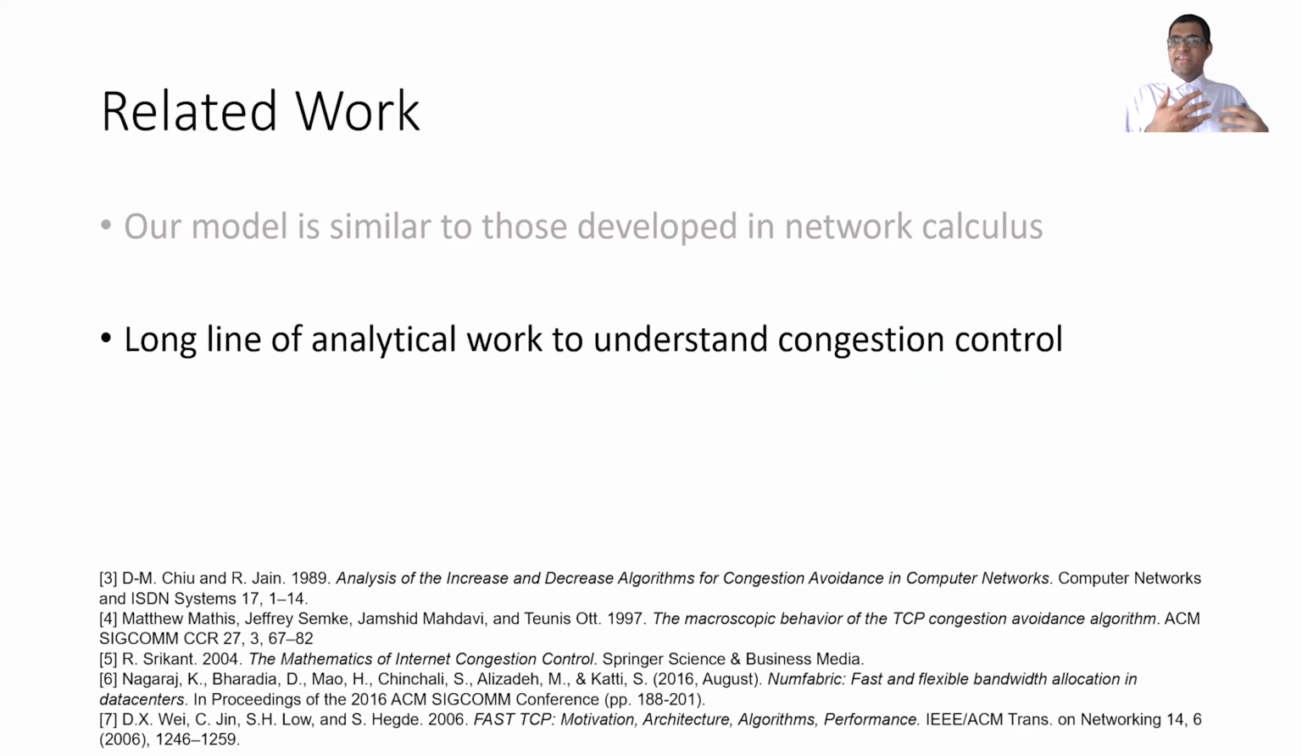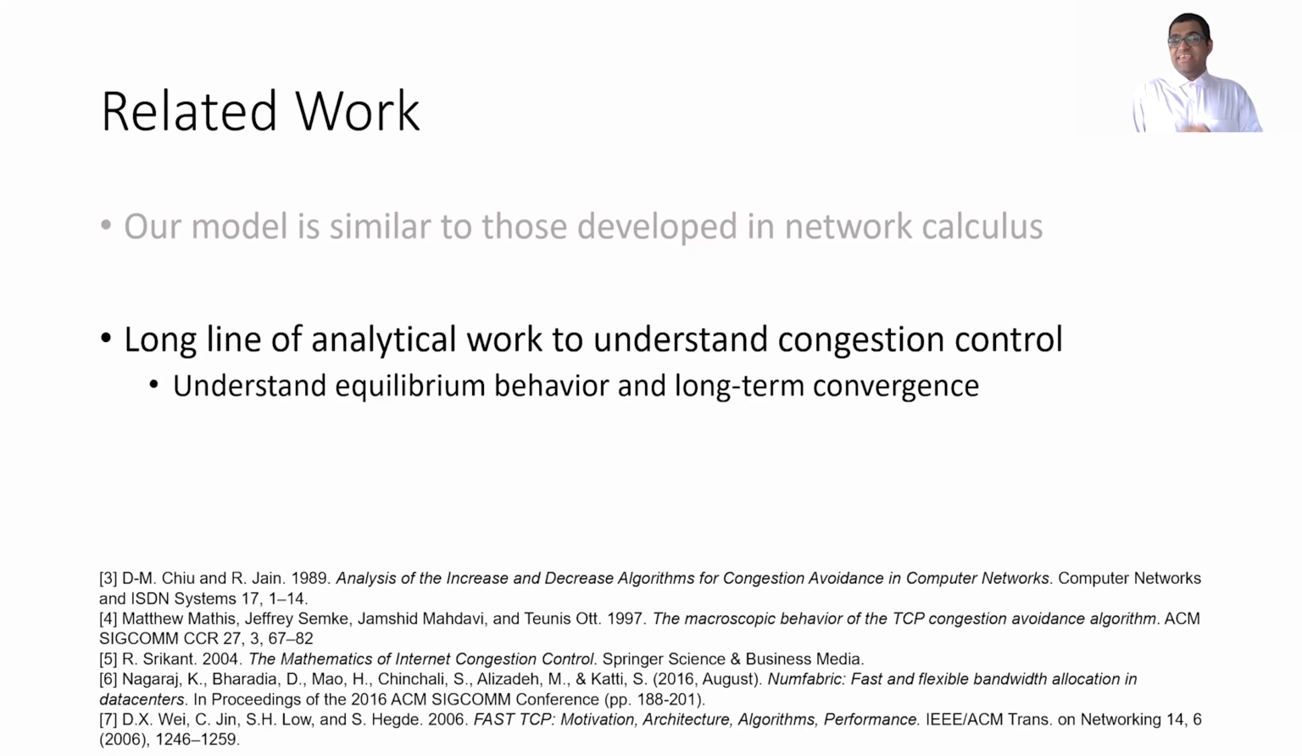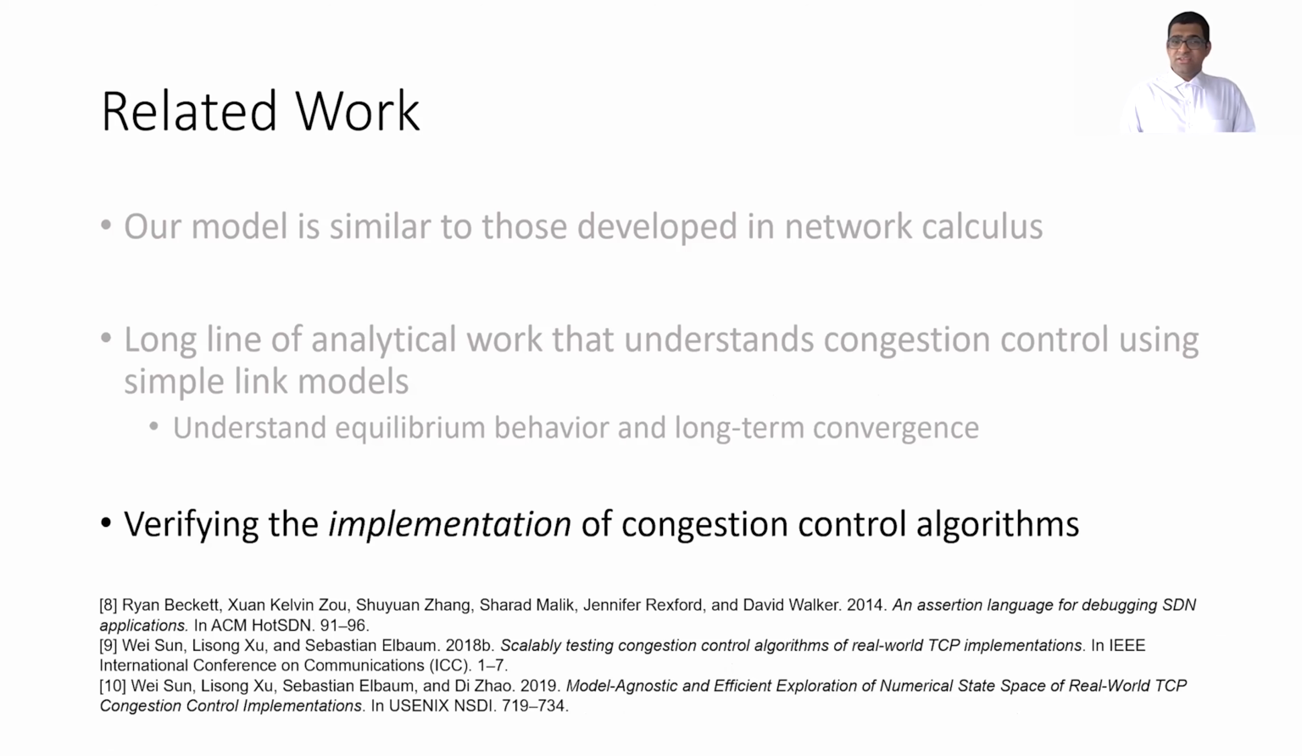There is obviously a very long line of analytical work to understand congestion control. And this has enabled us to understand the equilibrium behavior and long-term convergence of congestion control algorithms extremely well. However, all of this analysis relies on link models that assume either it's a constant bitrate link or some simple stochastic process. There is also work on verifying the implementation of congestion control algorithms. And this is complementary to our work because our work can be used to come up with a good specification for an algorithm. And then this work can verify the implementation of that specification to verify, for instance, that the C code implements the algorithm correctly.